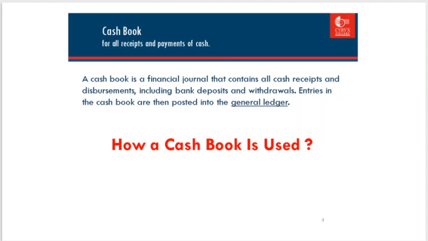Larger organizations usually divide the cash book into two parts: the cash disbursement journal, which records all cash payments, and the cash receipts journal, which records all cash received into the business. The cash disbursement journal would include items such as payments made to vendors to reduce accounts payable, and the cash receipts journal would include items such as payments made by customers on outstanding accounts receivable or cash sales.